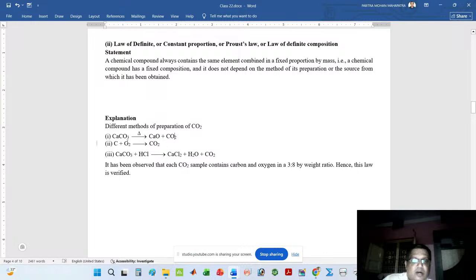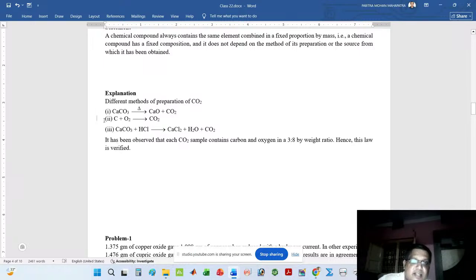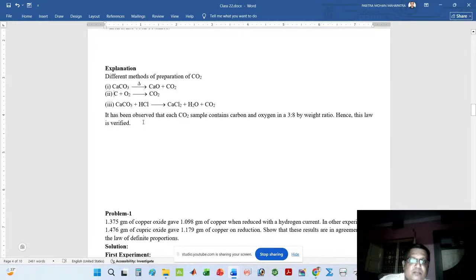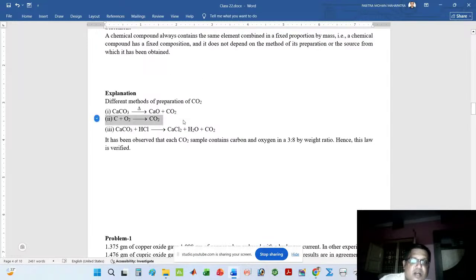In the first method, what happened? I have taken calcium carbonate and subjected it to heating. Then it gives calcium oxide and also carbon dioxide. Here carbon dioxide is formed by heating the calcium carbonate. In the second method, I have taken carbon and oxygen directly and combined them, then carbon dioxide is formed. Here the carbon dioxide is formed from the corresponding elements, carbon and oxygen. This is the second method of preparation for carbon dioxide.